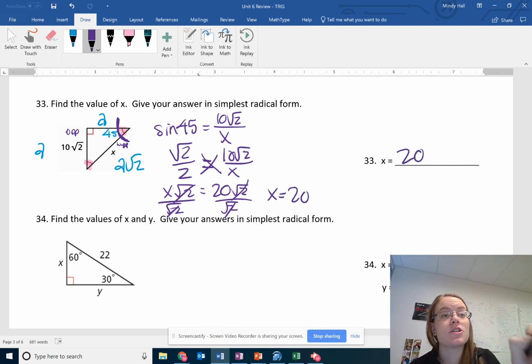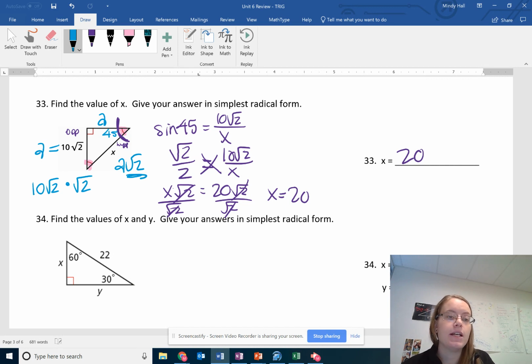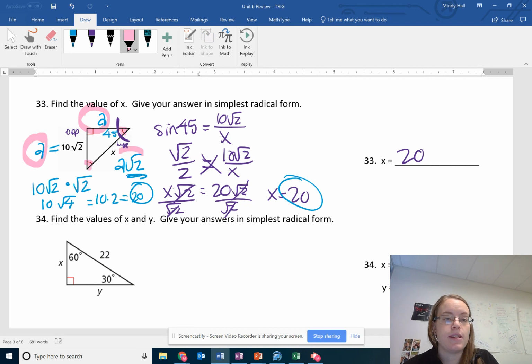Now, if I were to use the other method, again, my a is equal to 10 square root of 2. So I take that value and I multiply it by the square root of 2, because that's what they all have to have. So then square root of 2 times the square root of 2 is the square root of 4, which is 2. So 10 times 2 is 20. Notice our answers are the same regardless. So you can use whichever method you want, but again, show me these labels if you are using the other method.